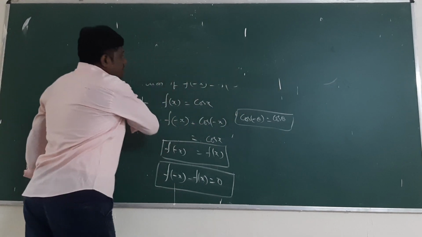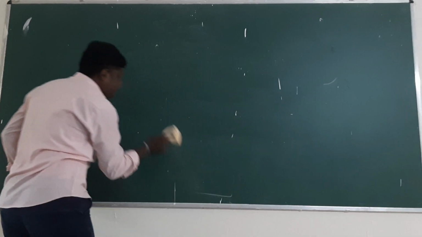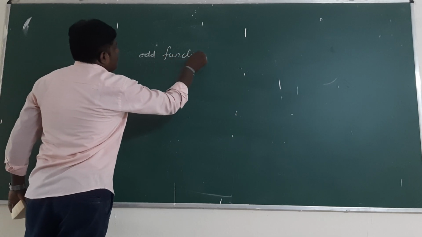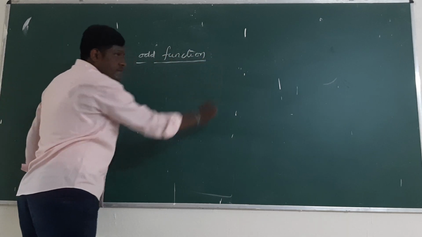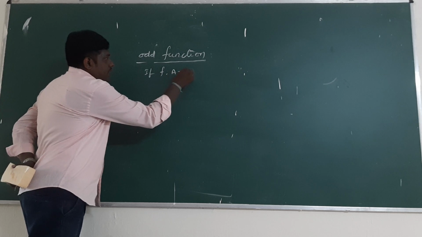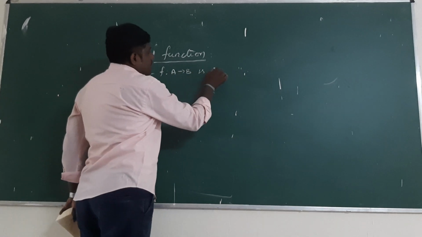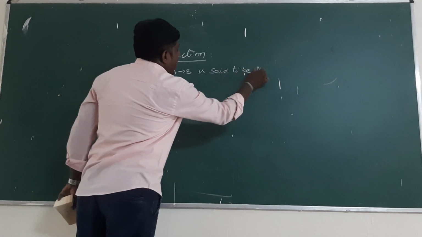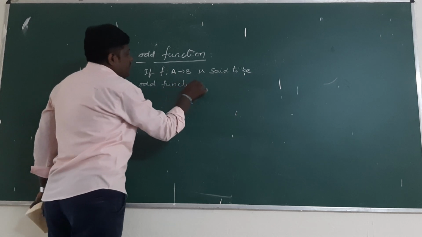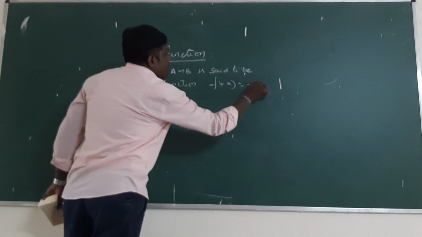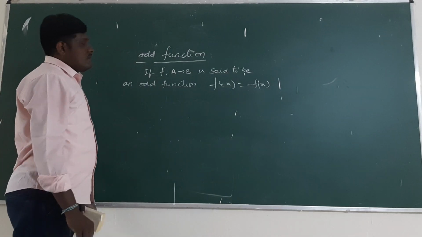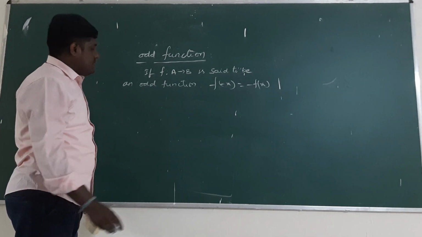The next definition is odd function. If f from A to B is said to be an odd function, f of minus x is equal to minus f of x.